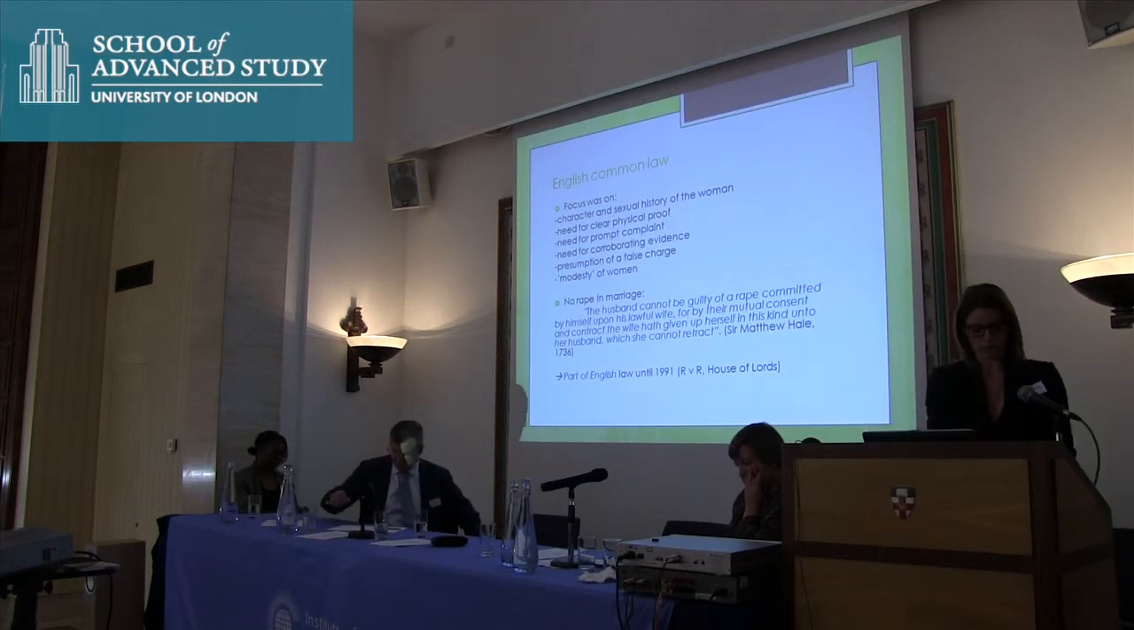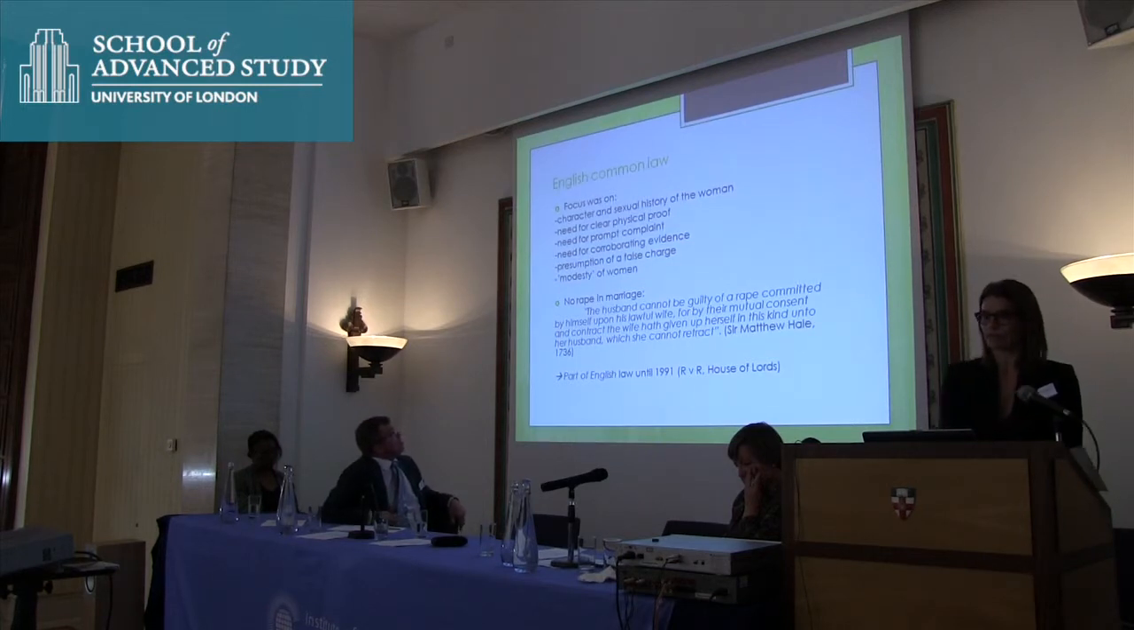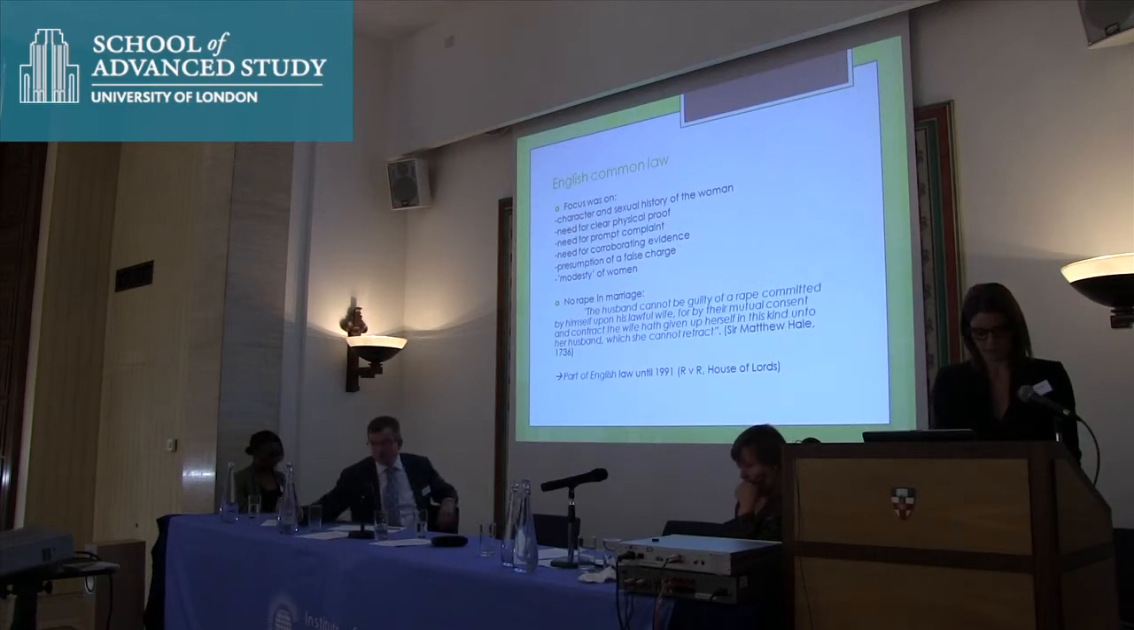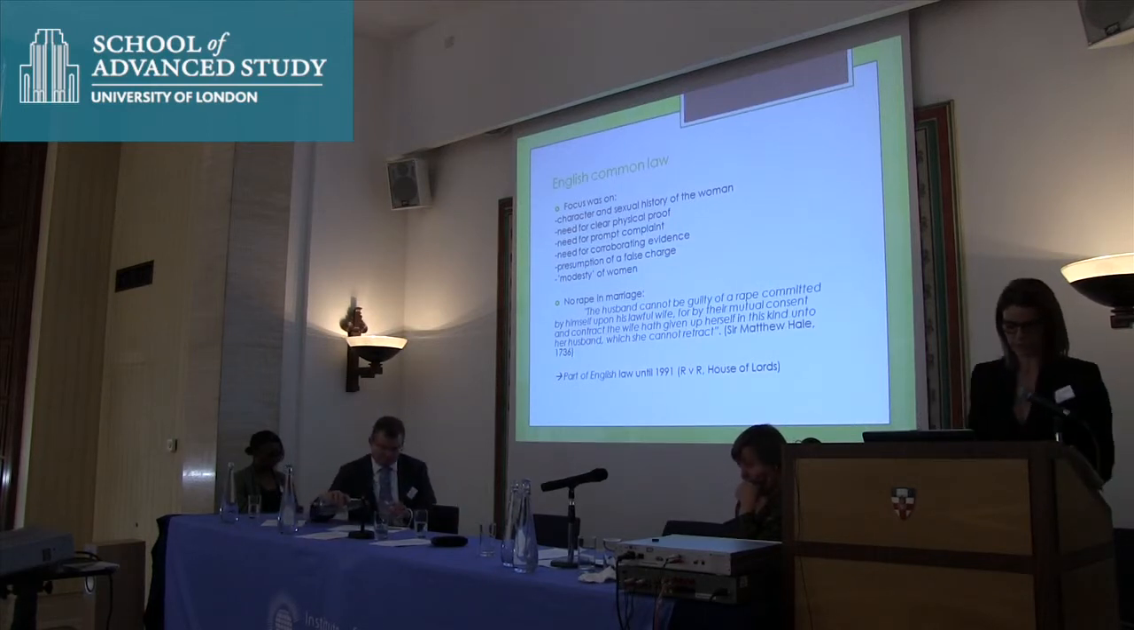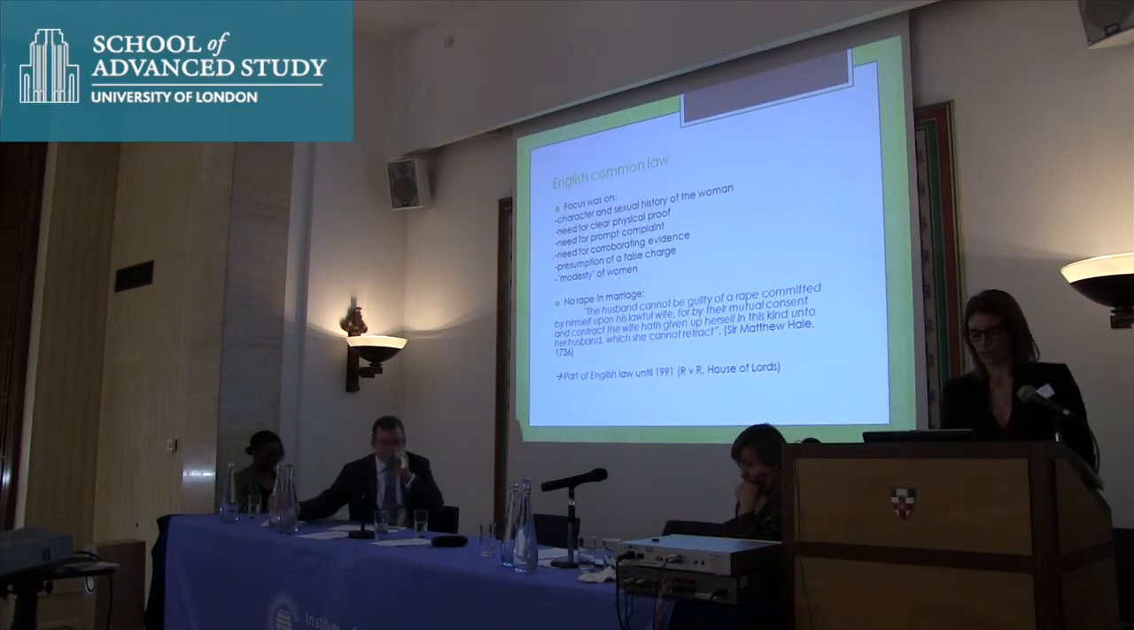So the English common law was focused on various things in respect of these offences. Often it was focused on the character and sexual history of the woman, so the woman's character often, of course, ending up on trial rather than, or perhaps more so than, the alleged perpetrator. Often the need for clear physical proof of the crime, the need for a prompt complaint, and presumptions being drawn if a prompt complaint wasn't made. And often the need for corroborating evidence, so the corroboration rule that lived till quite recently, even here until 2002, that required that in order to convict, there needed to be corroborating evidence, which of course in sexual assault cases is difficult, if not impossible.